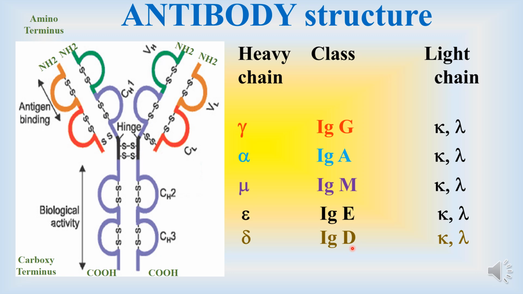The light chains are of two types, kappa and lambda. There can be only one type of light chain in one immunoglobulin molecule, and the most frequently found light chain is of kappa type. 60% of immunoglobulins have kappa type of light chain, and 40% have the lambda type of light chains. So this was about the structure of antibody. This is a typical structure of immunoglobulin G. We will continue further.